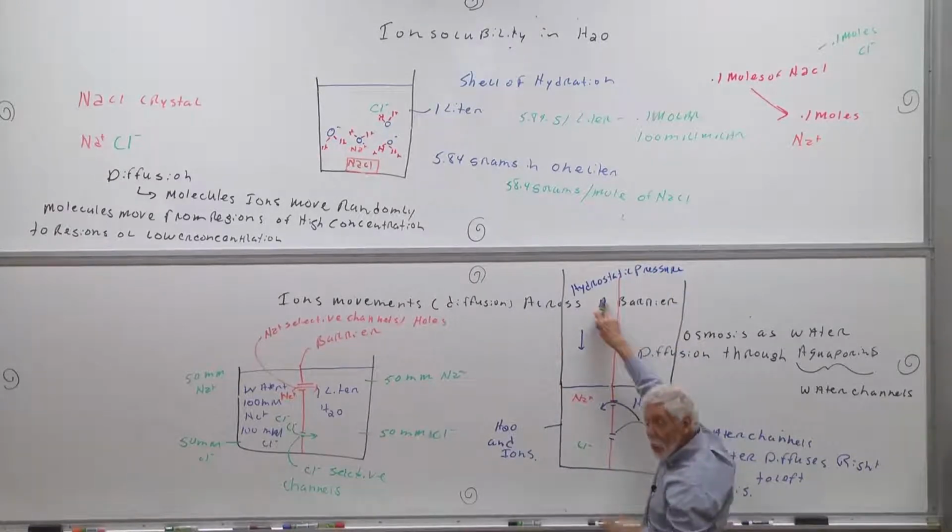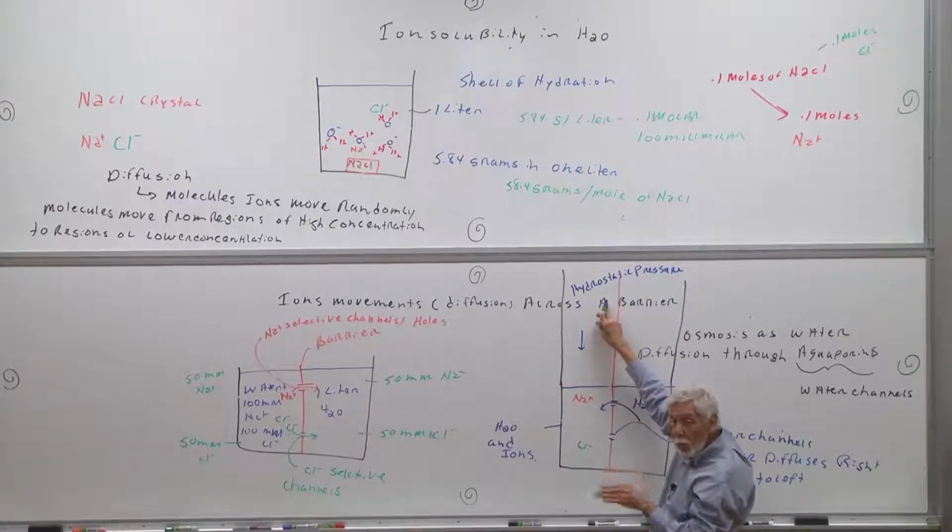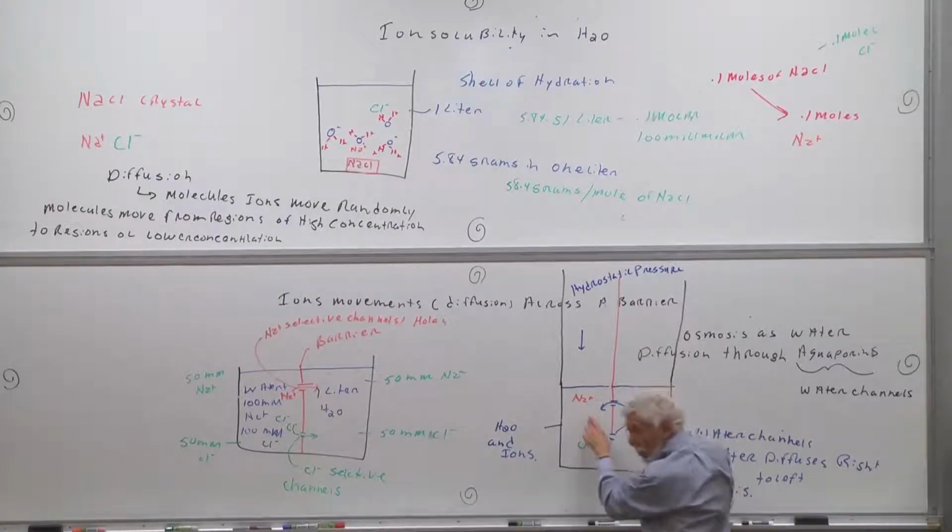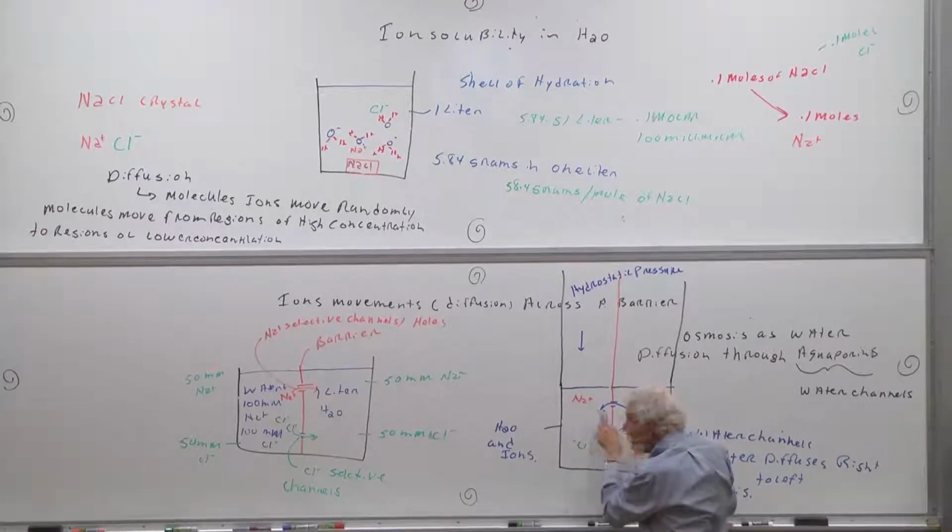This mechanical hydrostatic pressure will come to equilibrium with the forces of osmosis, which are drawing the water right to left. And we will reach an equilibrium. And in fact, this occurs in biology.